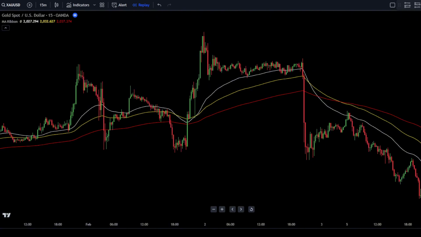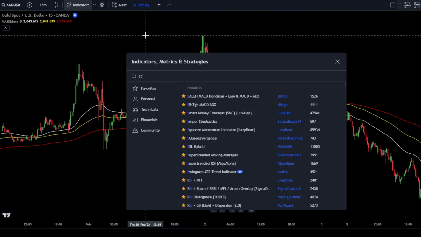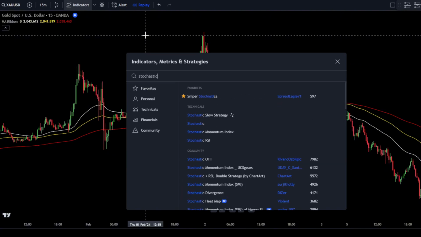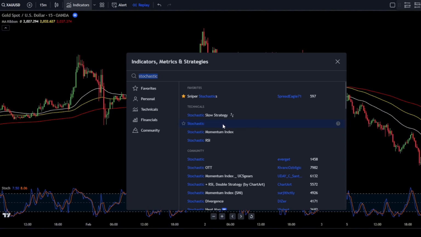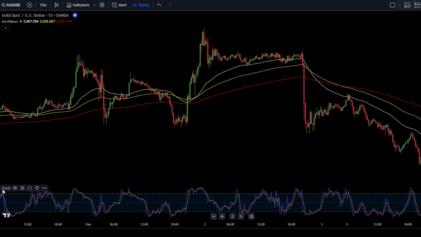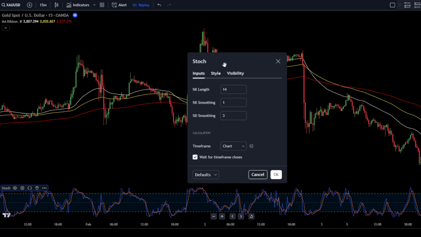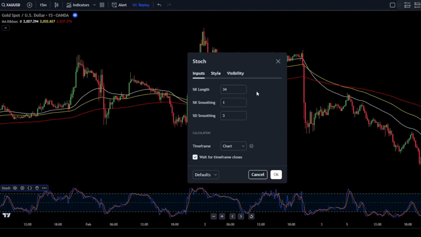Now, let's add the second indicator that will guide you in placing orders in the market. Go to the Search tab for indicators and then type in stochastic. Simply select the default stochastic indicator from TradingView. Next, configure the settings for the stochastic indicator. In the Input tab, change the %K length to 34. Then, set the %K smoothing to 3. Next, also set the %D smoothing to 3.